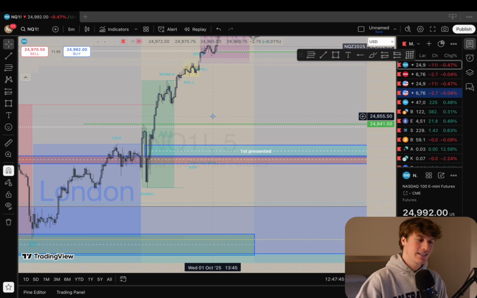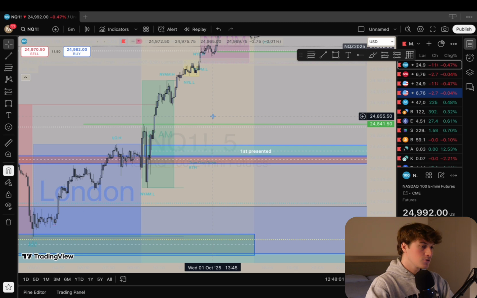So this is kind of an example of higher time frame. What I saw on the daily, what I saw on the 4 hour, what I saw on the hourly, to then scale down to the 15 minute, the 5 minute, the 3 minute, the 1 minute, and see what price is telling me.